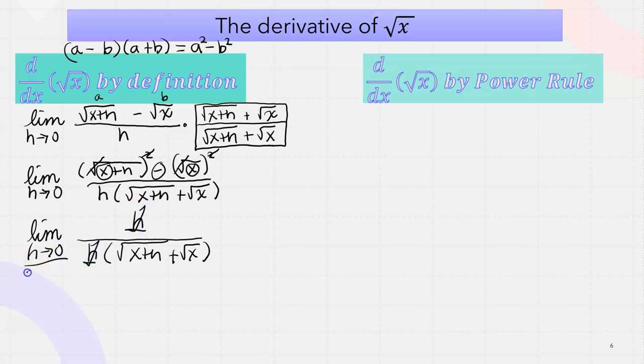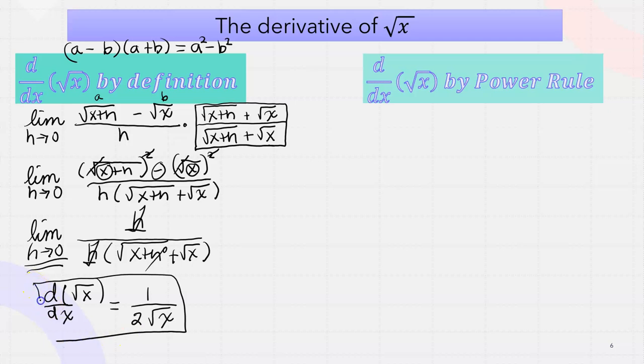And then when h is approaching 0, this right here goes to 0. So you will have the derivative of square root of x with respect to x is 1 over square root of x plus another square root of x. You have 2 square root of x. And that is something that you should know. This is one of the basic derivatives that you should know.